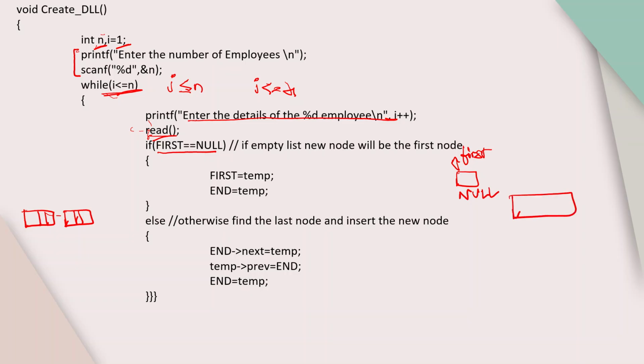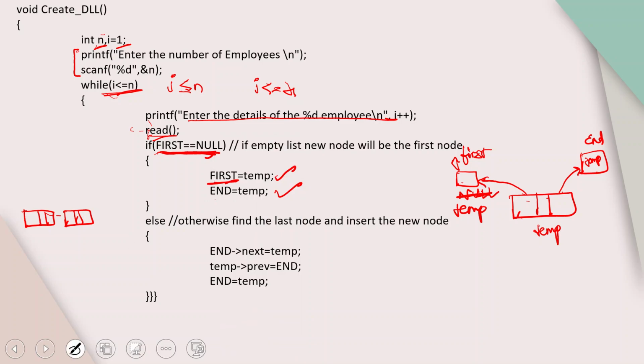So whatever you create, the temp node, the address of that only will be stored in first. Likewise, if you remember, there was one more pointer called end, which will contain the address of the last node. Because this is the only node present, this also will contain the address of temp. Here it should contain the address of temp, here also it should contain the address of temp. So if first is equal to null, that means no nodes are there, and whatever you create as temp will be stored at first and also at end.